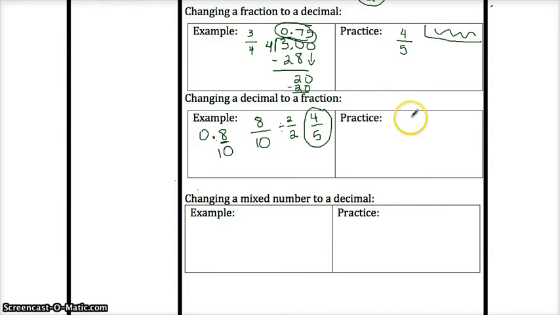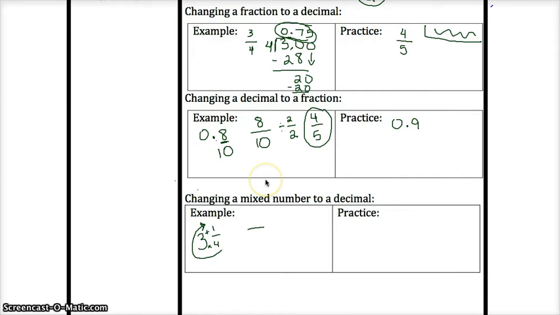So I would like you guys to practice and do 0.9 just for now, and change this decimal to a fraction. Once you're finished with that, we can move on to how to change a mixed number to a decimal.